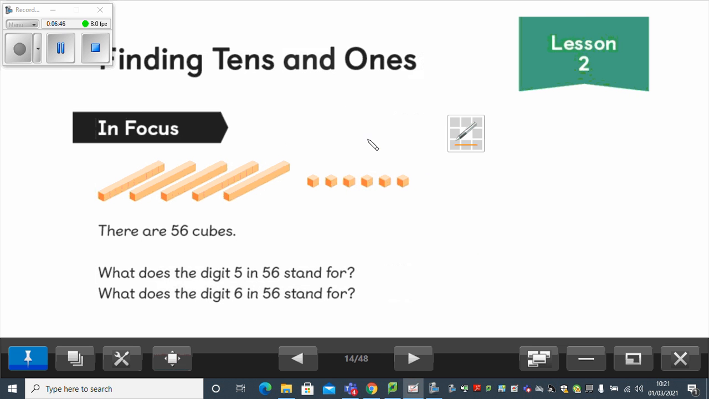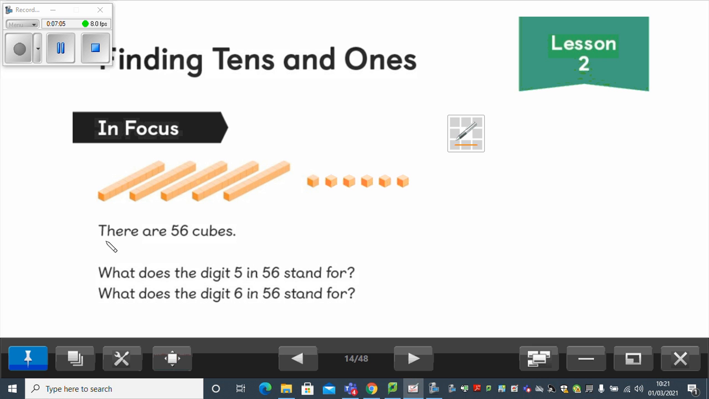Let's have a look then at our lesson today. So as you know, we're looking at numbers to 100. Today we're going to be finding tens and ones. So we're going to be looking at the place value more today in numbers to 100.